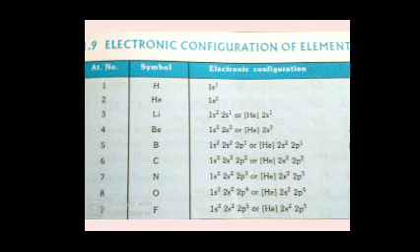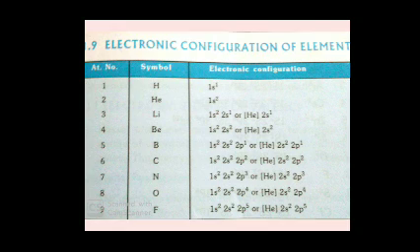Electronic configuration of elements: hydrogen 1s1, helium 1s2, lithium 1s2, 2s1, beryllium 1s2, 2s2, boron 1s2, 2s2, 2p1, carbon 1s2, 2s2, 2p2, nitrogen 1s2, 2s2, 2p3, oxygen 1s2, 2s2, 2p4, fluorine 1s2, 2s2, 2p5.